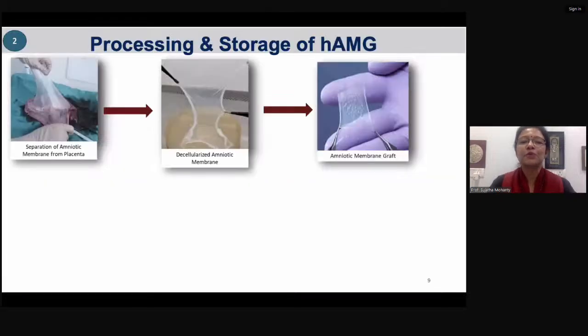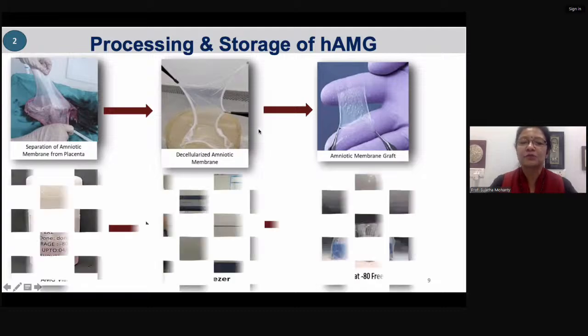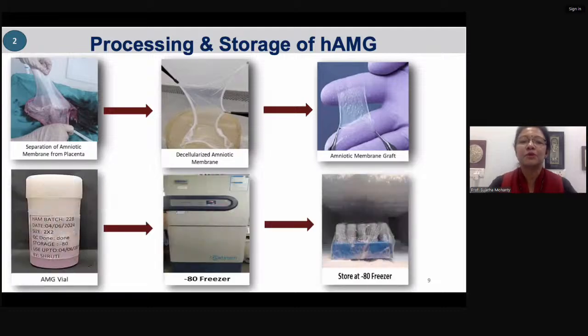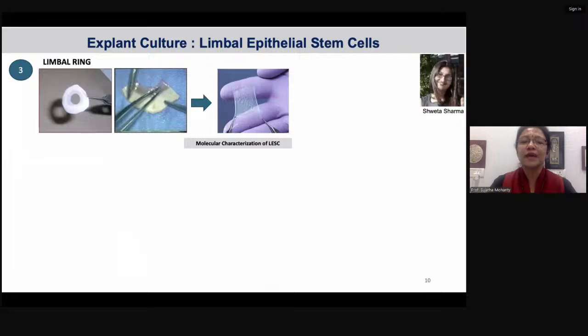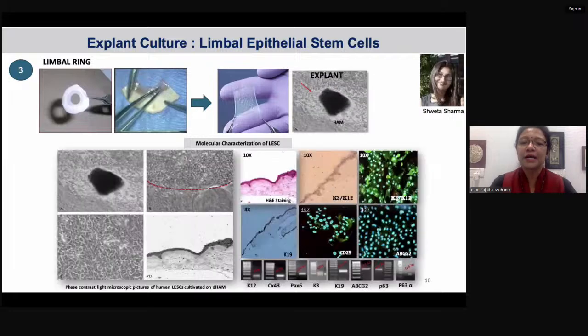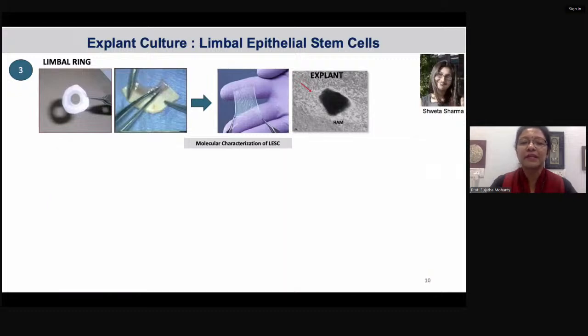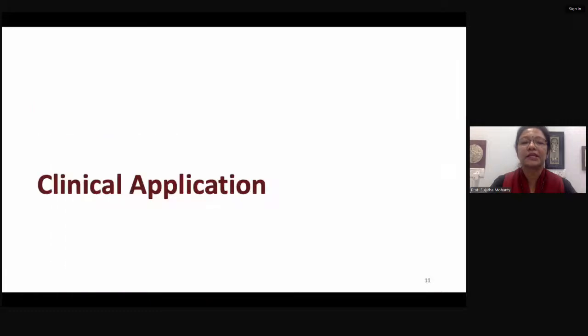Initially we did our processing of limbal samples using amniotic membrane as a scaffold. We standardized the processing and the storage of this human amniotic membrane, and we found that it is quite stable at -80 for 1 year. After that, we did some of the bench work in terms of molecular characterization, quality control and quality assessment. After clearing that, we embarked upon the clinical trials.